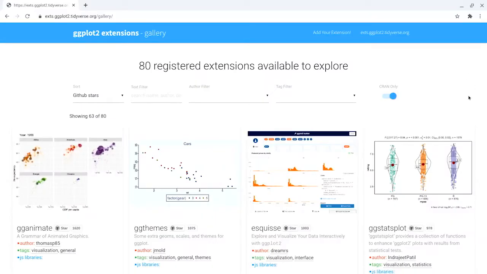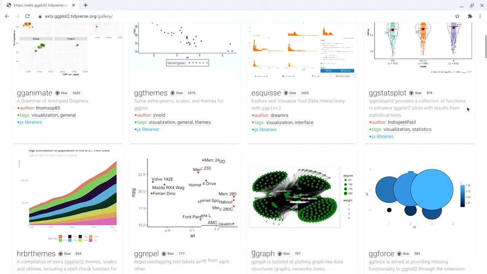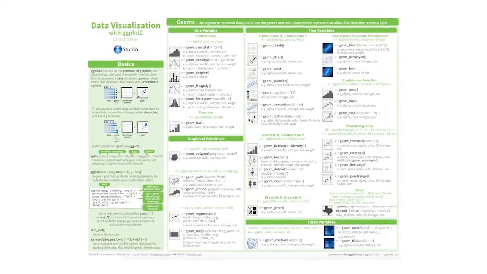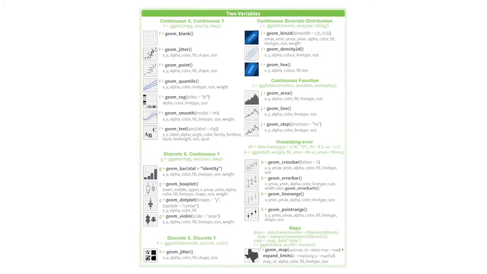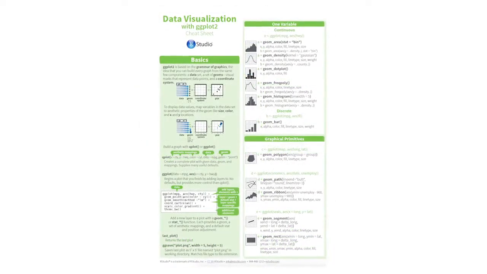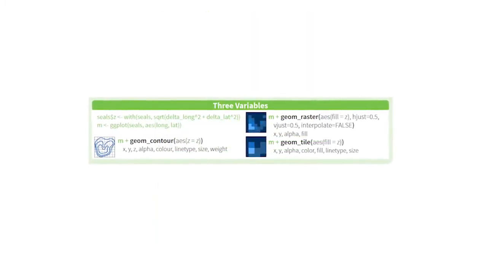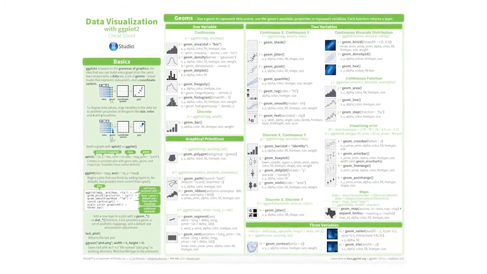ggplot2 has over 30 geom functions that you can use to make plots, and extension packages give you even more. The ggplot2 cheat sheet is a great resource for learning more about geoms. As you move forward and do more advanced data analysis, you'll find plenty of new geoms to work with. Until then, the geoms we just reviewed will keep you busy and let you do a lot with your data.